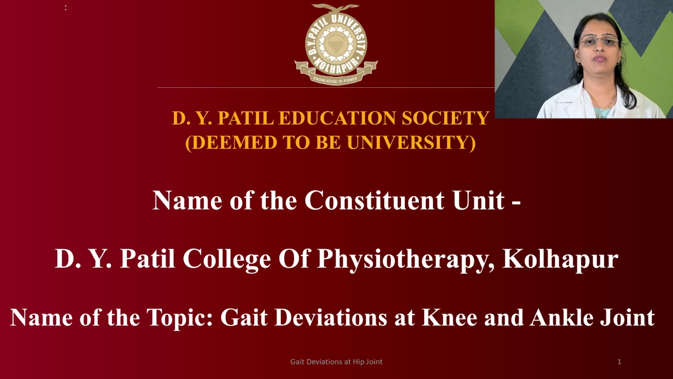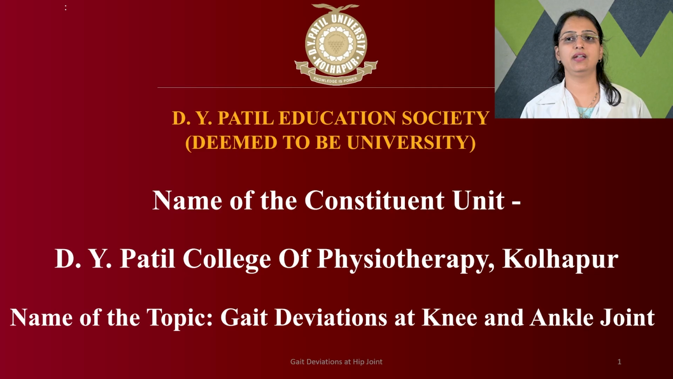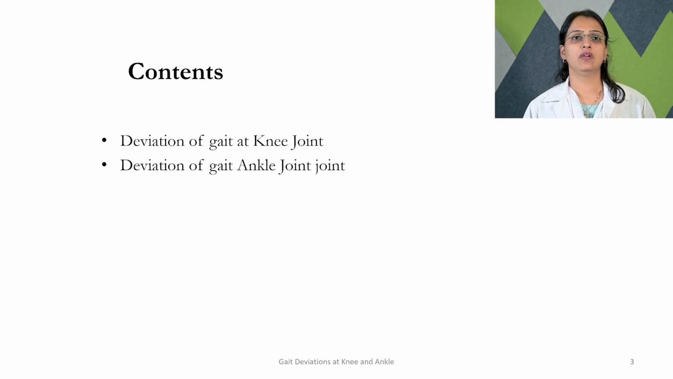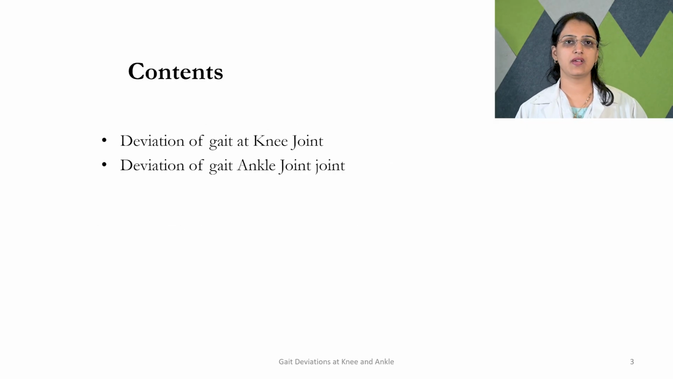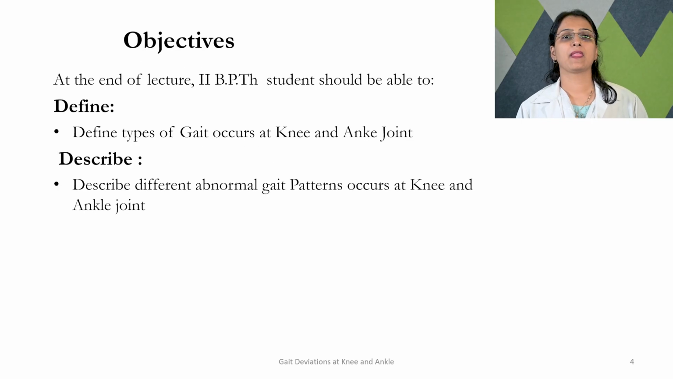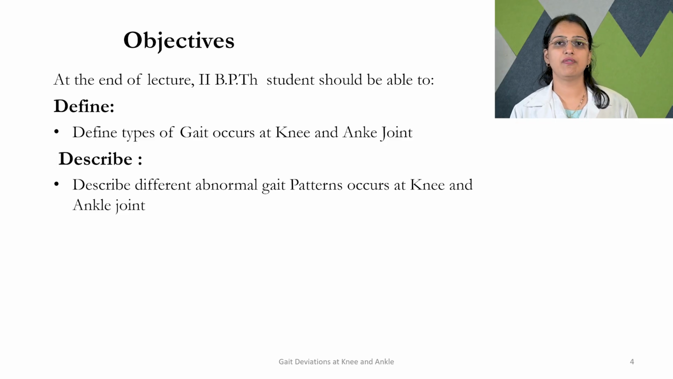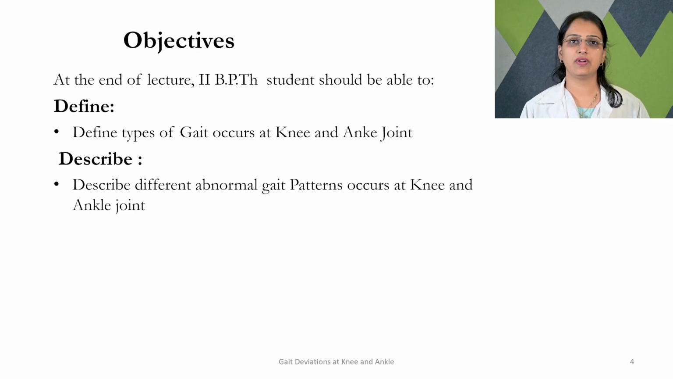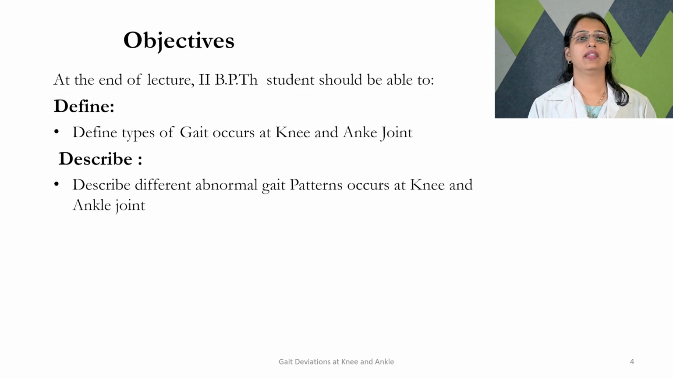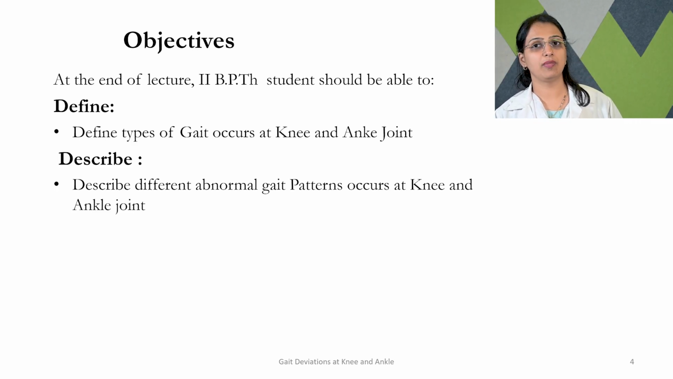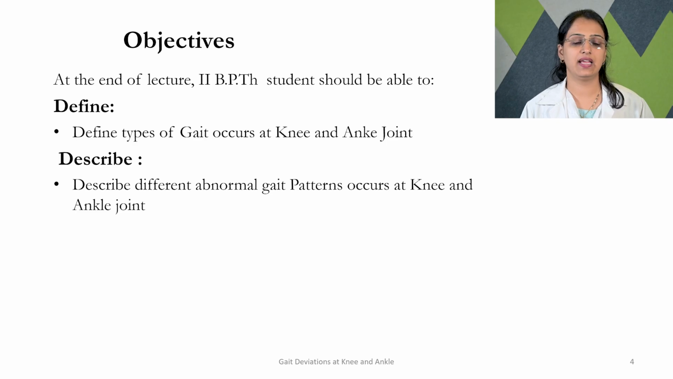Okay. So, the name of today's topic is gait deviations at the knee joint and ankle joint. The contents of this topic are deviation of gait occurring at the knee joint, and we will also be seeing deviation of gait occurring at the ankle joint. The objectives of this lecture are: at the end of this lecture, second BPTA students should be able to define the types of gait occurring at the knee joint and ankle joint, and describe the different abnormal gait patterns occurring at the knee as well as the ankle joint.